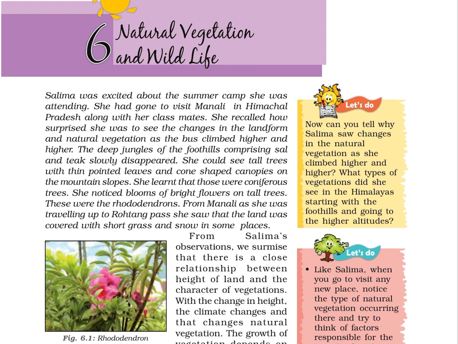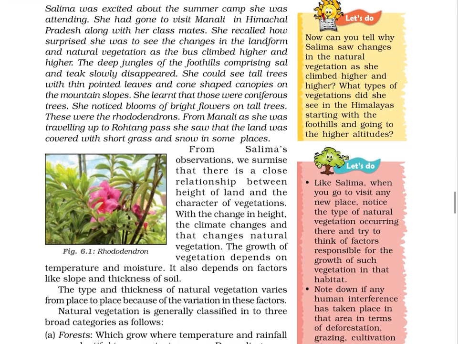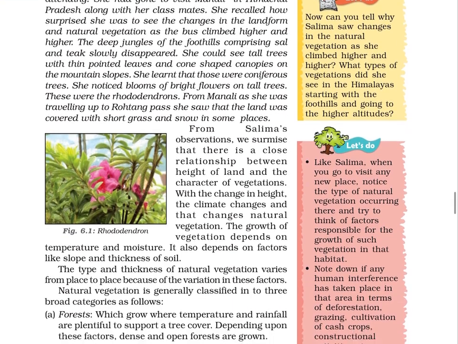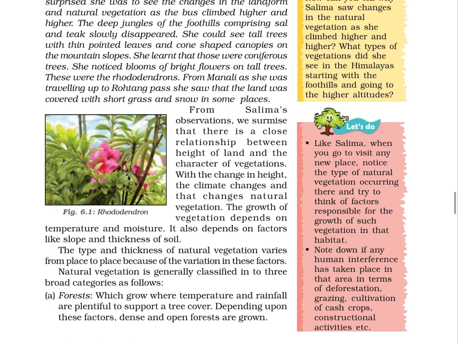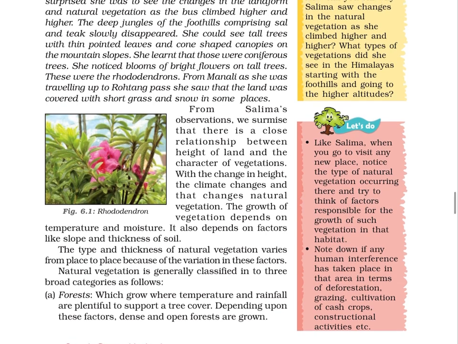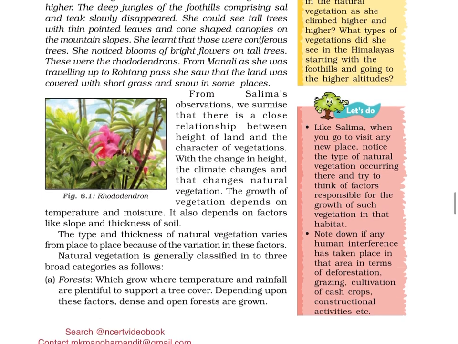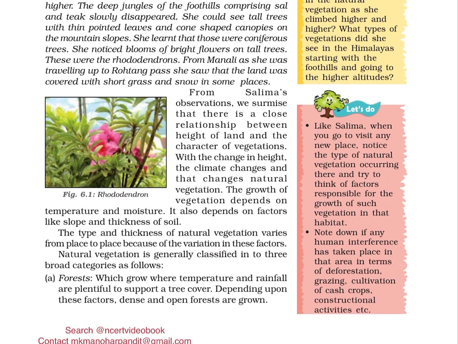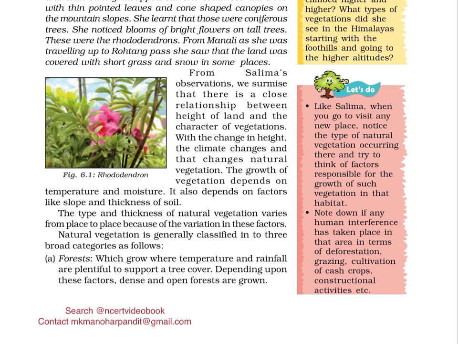Note down if any human interference has taken place in that area in terms of deforestation, grazing, cultivation of cash crops, constructional activities, etc. Natural vegetation is generally classified into three broad categories as follows. A. Forests, which grow where temperature and rainfall are plentiful to support a tree cover. Depending upon these factors, dense and open forests are grown.